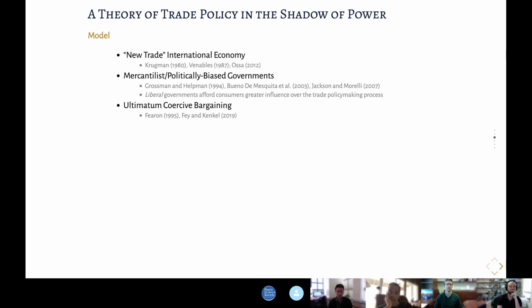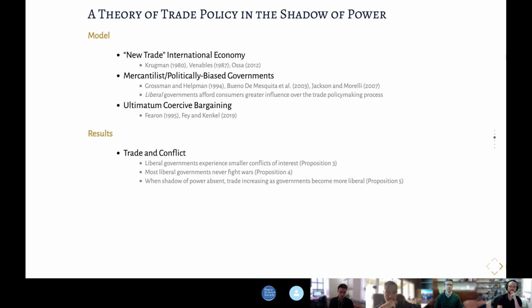And governments are going to care about these economic outcomes, but they're going to care about them differentially. Protection is going to be for sale in the sense of Grossman and Helpman, 1984. So governments are going to care about special interests at the expense of consumers. But this notion of bias that I'm going to employ also features in the selectorate model of Bueno de Mesquita et al., or you could also think of the political bias model of Jackson and Morelli. And we're going to take these governments and embed them in a really standard coercive bargaining framework, and see what we get out of this world.